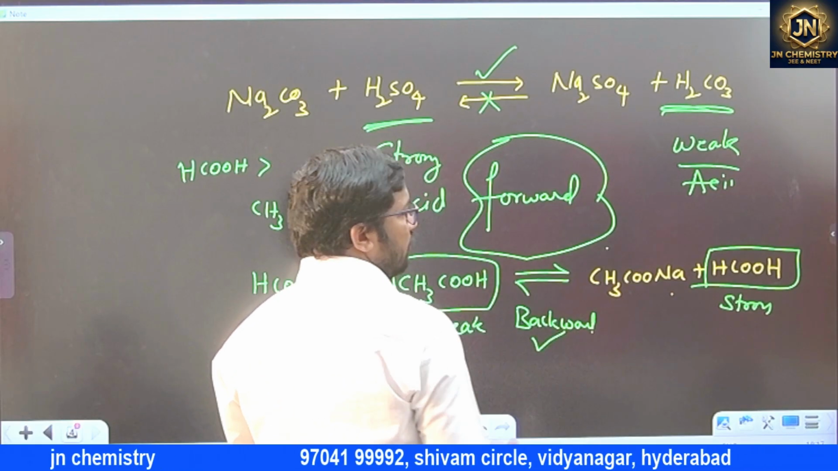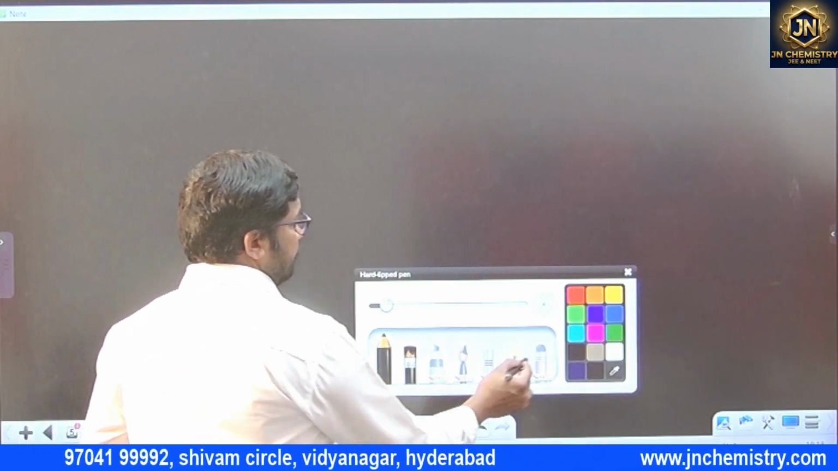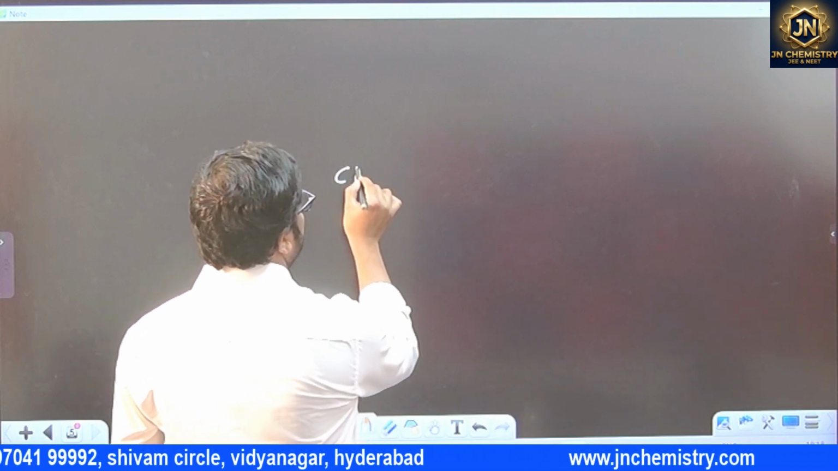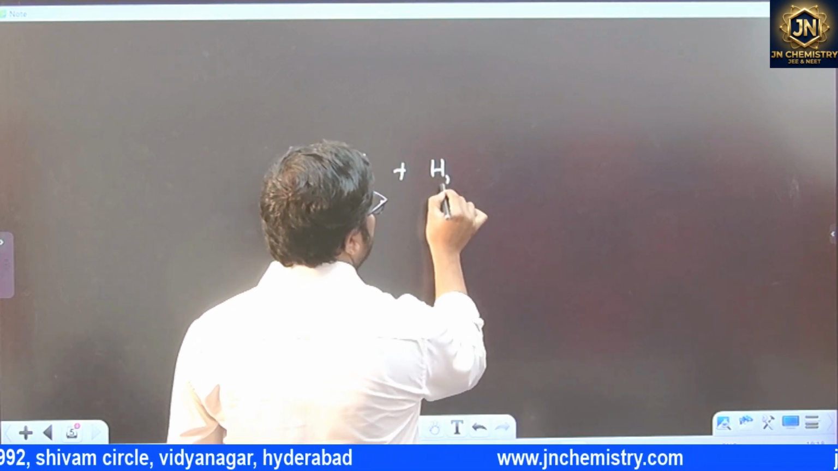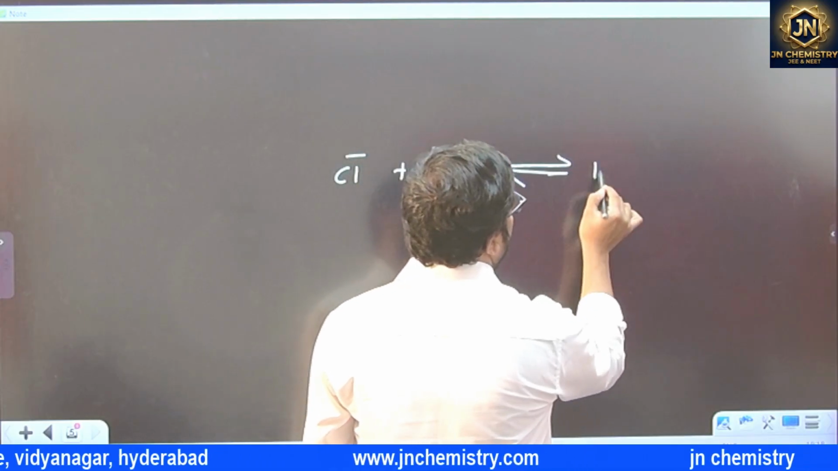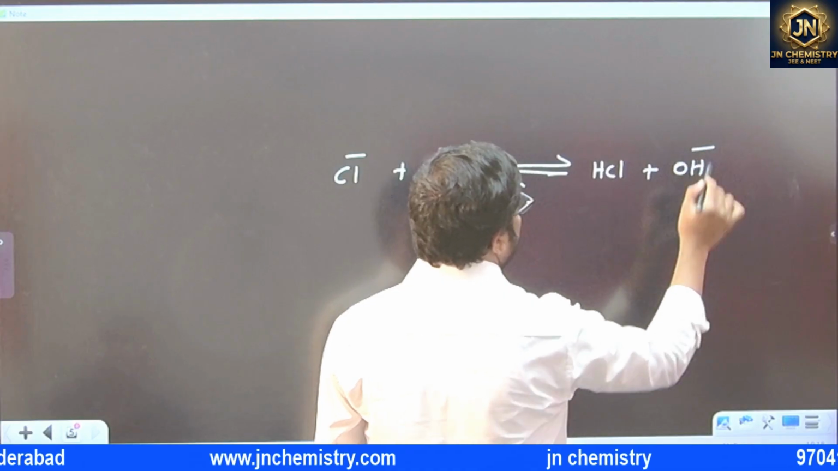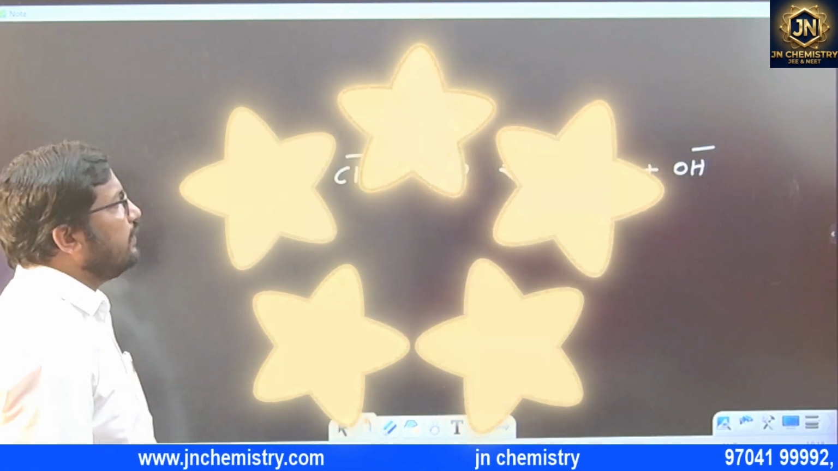Backward reaction is favorable. Write it down. Write one more reaction: Cl minus plus H2O gives rise to HCl plus OH minus. So very, very important, 5-star one.